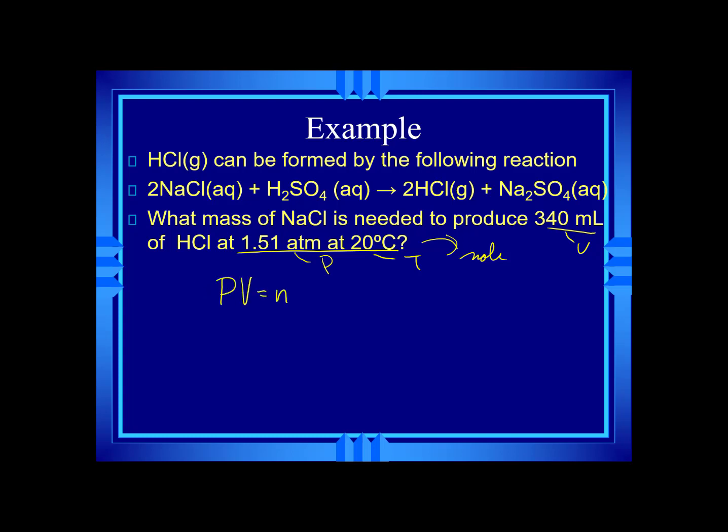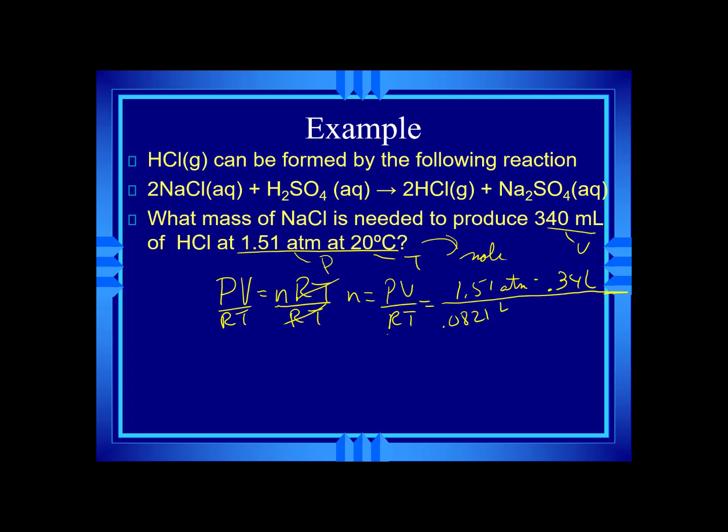PV equals nRT, and I want n, so I'm going to divide both sides by RT. So n equals PV over RT. The pressure was 1.51 atmospheres. The volume was 0.34 liters. Remember, I still have to work in liters because R has liters in it. And the R I want is the R in atmospheres, so 0.0821 liter atmosphere over moles Kelvin.